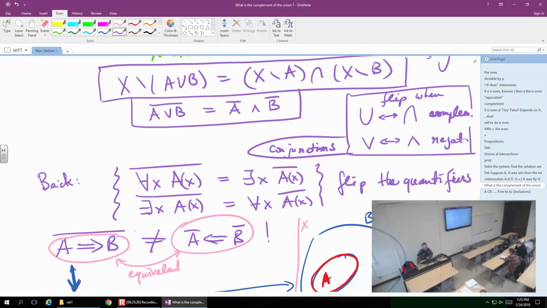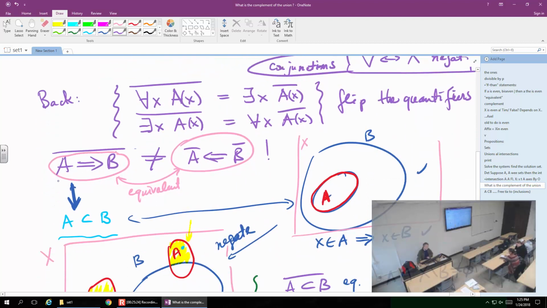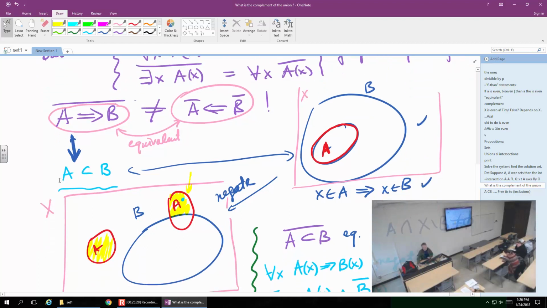When you negate, you also flip the quantifiers. And then you do not flip the implication when you negate. So that was the point made later on.